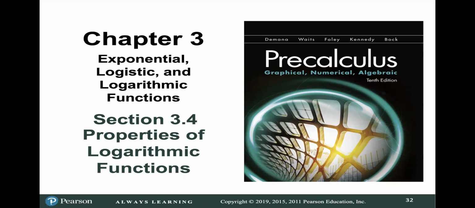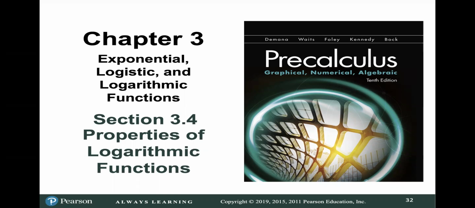In this section, we're going to be looking at properties of logarithmic functions. This is the last section that will be on the quiz, which will be assigned after our next class. So remember, the most important property of logarithmic functions is that they are inverses to the exponential function.